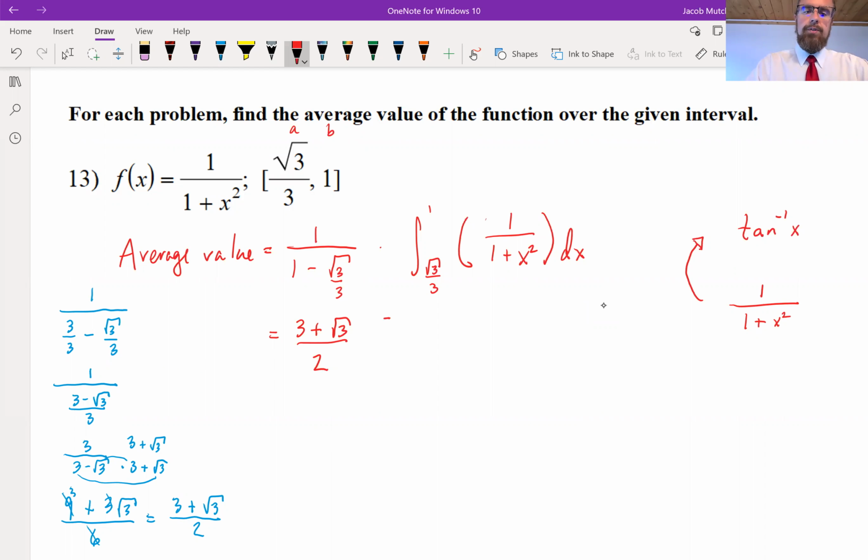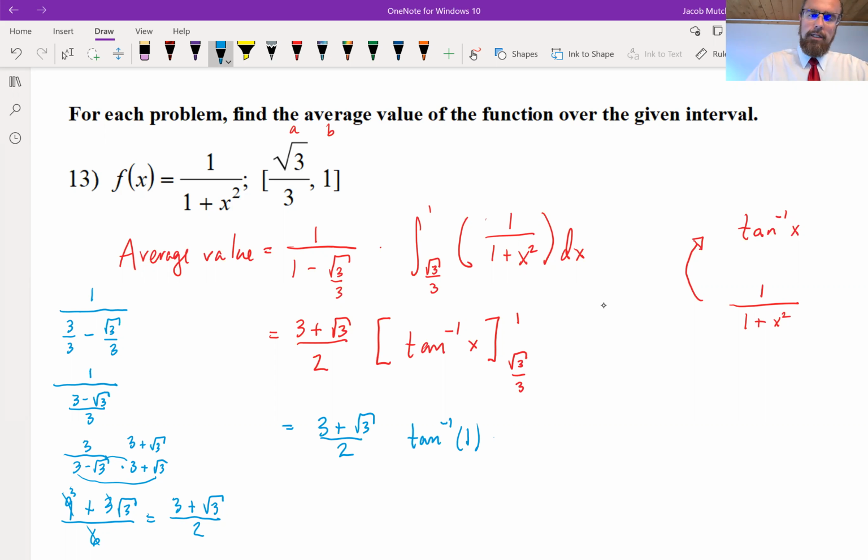So we'll set that up. The integration of 1 over 1 plus x squared is going to be the inverse tangent of x, and we'll run that from square root of 3 over 3 to 1. So now what we'll do is set this up to plug in my limits of integration. This is going to be equal to 3 plus the square root of 3 over 2 times inverse tangent of 1 minus inverse tangent of square root of 3 over 3.